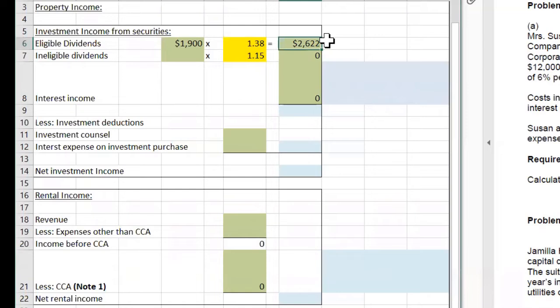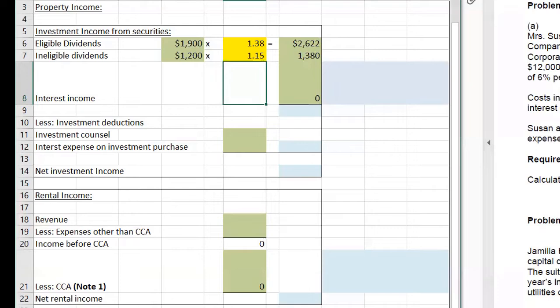So the income is what's important. We've got $2,622 worth of income. Next up, we've got some ineligible dividends. We had $1,200 worth. Now the gross up rate is different here. It's 1.15. We can see that generates $1,380 worth of income.